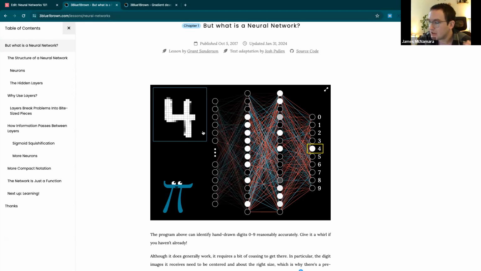So just take a second to step back and imagine trying to write code that would take in a picture of a black and white thing that a person has drawn and determine what digit it is.